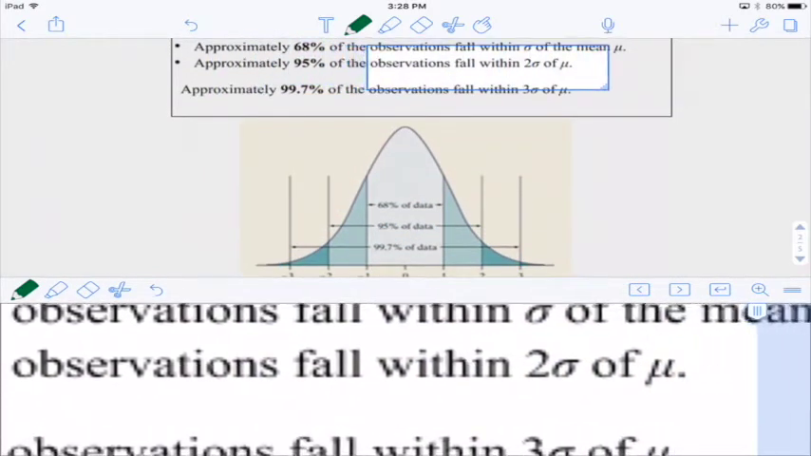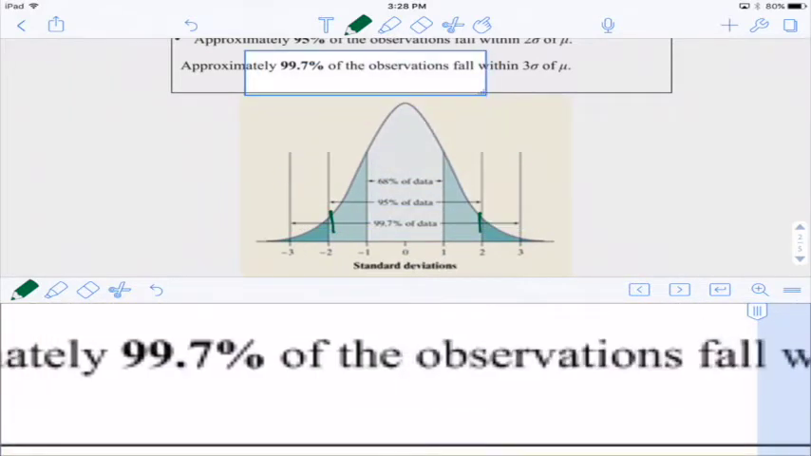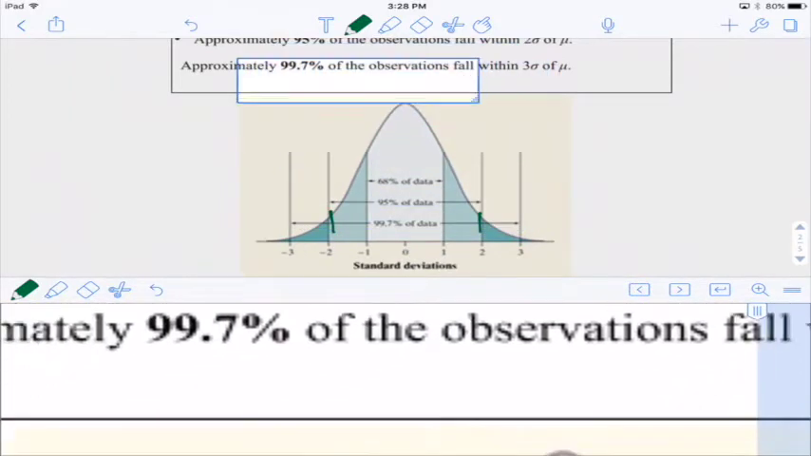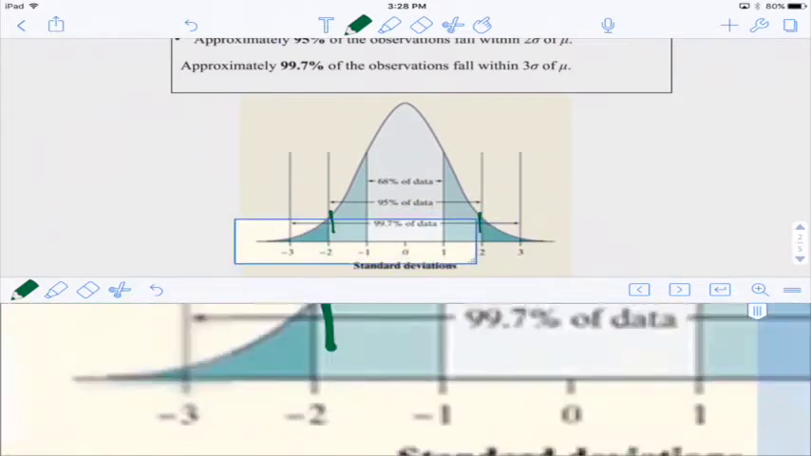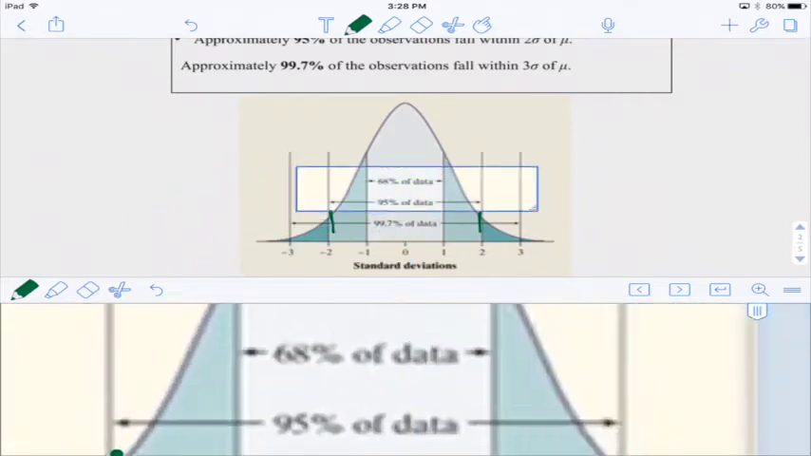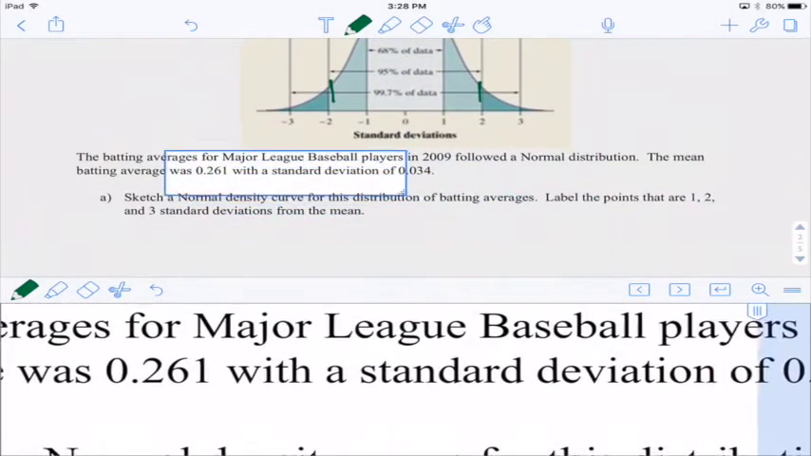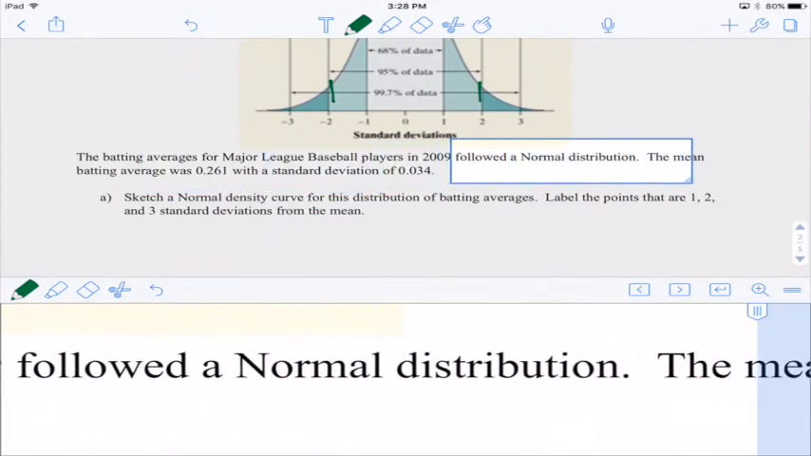95% fall within two standard deviations, so that's here and here. And 99.7, almost everything falls within three standard deviations. These little tails at the end are very, very small. That's only 0.3 combined.